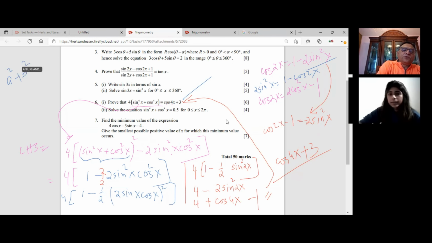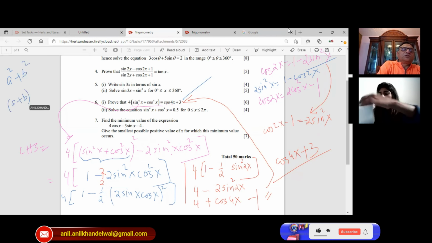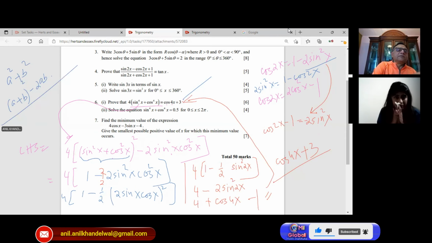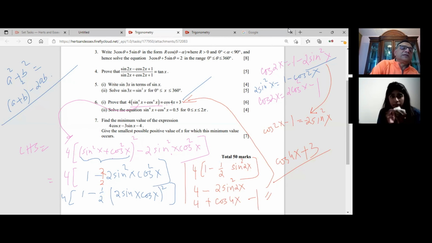A square plus B square can be written as A plus B whole square minus 2AB. You get the idea. Correct? Yeah, that's clear. Because this was to the power of 4, we get sine square theta plus cos square theta is 1. So we use that strategy to cut down a few steps, and it becomes much simpler. Oh, I see. Yeah. So that was very important.